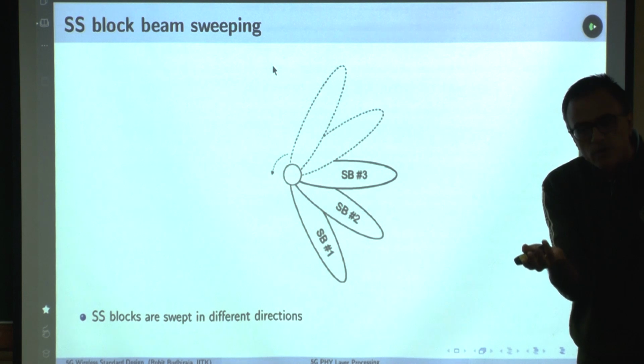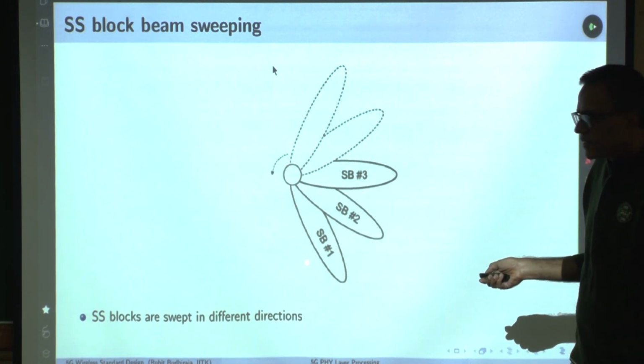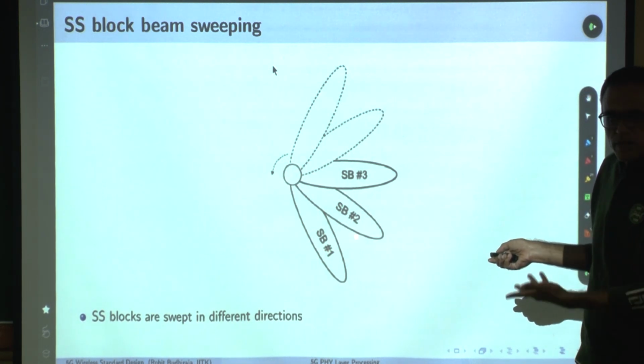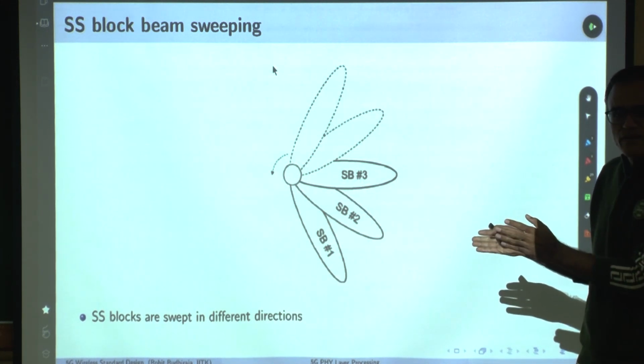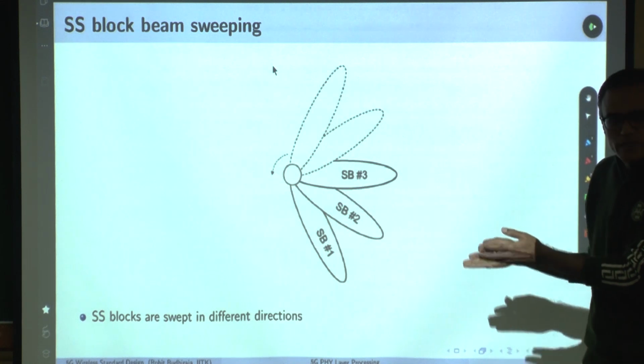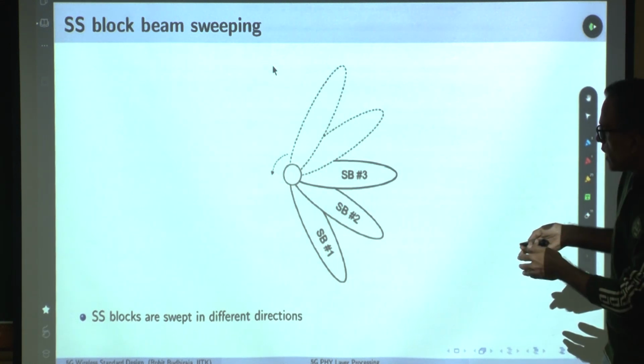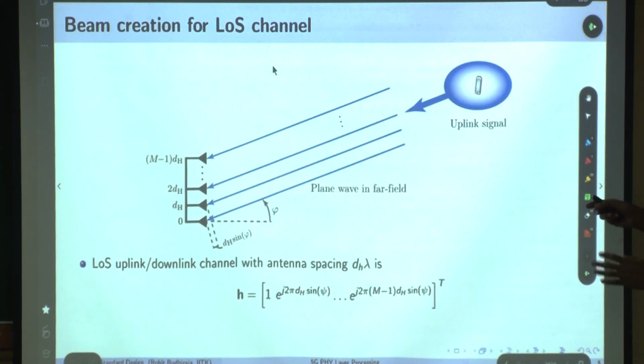The base station is using some precoder to create a beam in this direction. This will be precoder W1. This will be some other precoder, and this will be some other precoder. But I'll show you this precoder is very different. It's very easy to understand how these precoders are created. So I'll take you to this particular figure.